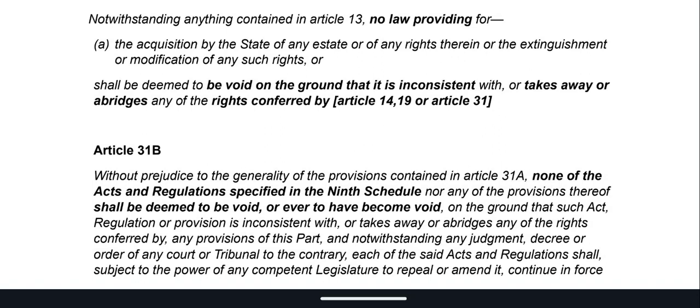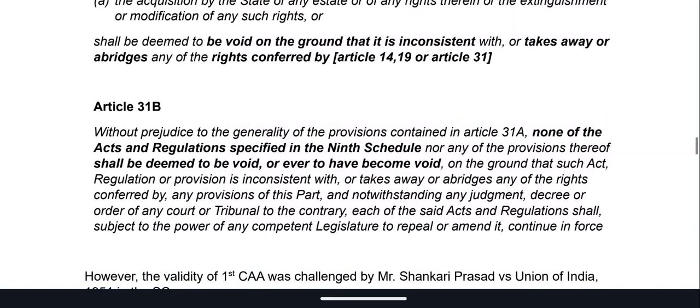31a is saying that even if you are violating these three articles, not a problem, you will still be valid. Simply speaking, even if you are taking away or curtailing these three articles, not a problem, you will still be valid, is what 31a is saying. Now 31b, it is a very important article.